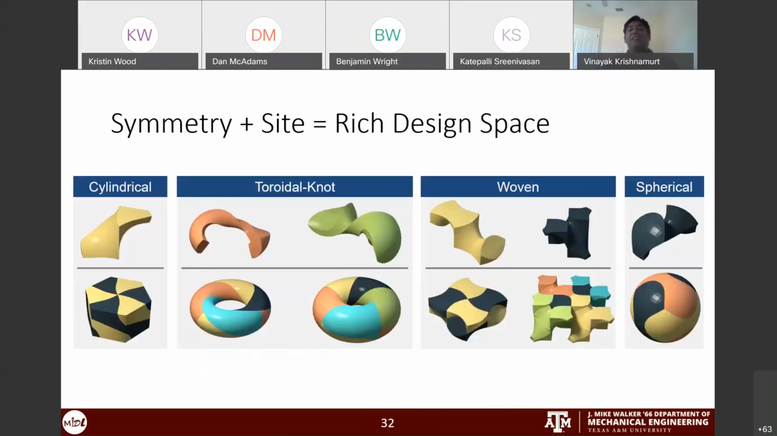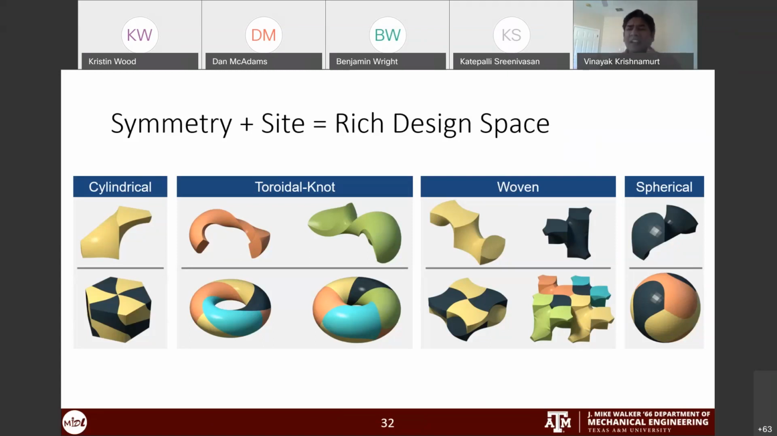Okay, and just to give you a sense of the different types of things we can do just using these three principles, these are different types of symmetries. So for example, we have 2.5 dimensional symmetries, which is like cylindrical and woven. By 2.5 dimensional, I mean you're thinking about shells. Okay, then we have 3-dimensional symmetries like the sphere, for example.